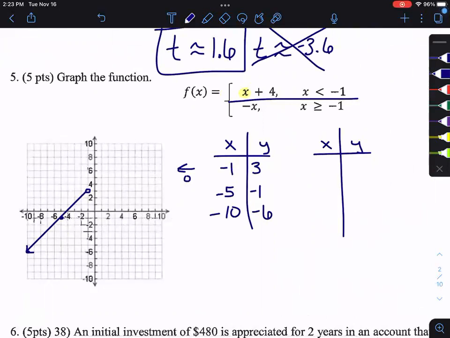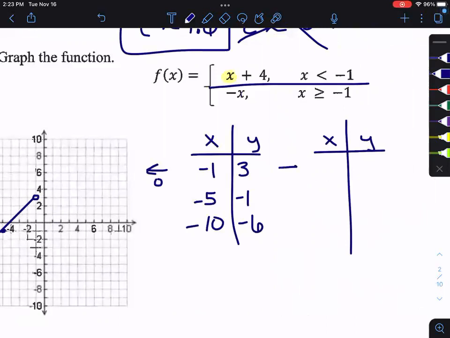I'm going to repeat the process for the second piece. Second piece, we have X is greater than or equal to -1. So our arrow is going to go to the right, and we're going to have a closed circle at -1. And again, we're going to pick numbers to the right of -1. So I'm just going to stick with the same pattern, use 5 and 10. You could do more X values if you wanted.